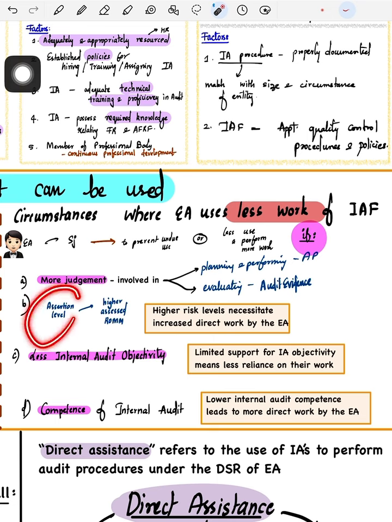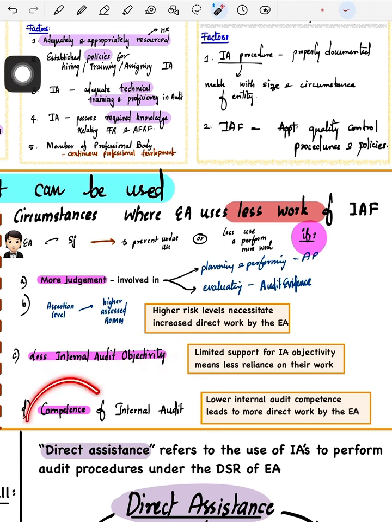If at the assertion level there is a higher assessed risk of material misstatement, then what will happen? He will use less work of the internal audit function. Next, there is less internal audit objectivity. So there is limited support for internal auditors' objectivity, which means less reliance on their work. The internal auditor is not that objective, so in that case you will rely less on their work. Here they are saying that there is less internal audit objectivity. They are not saying that he is not objective at all. He is less objective, so you use less of the work.